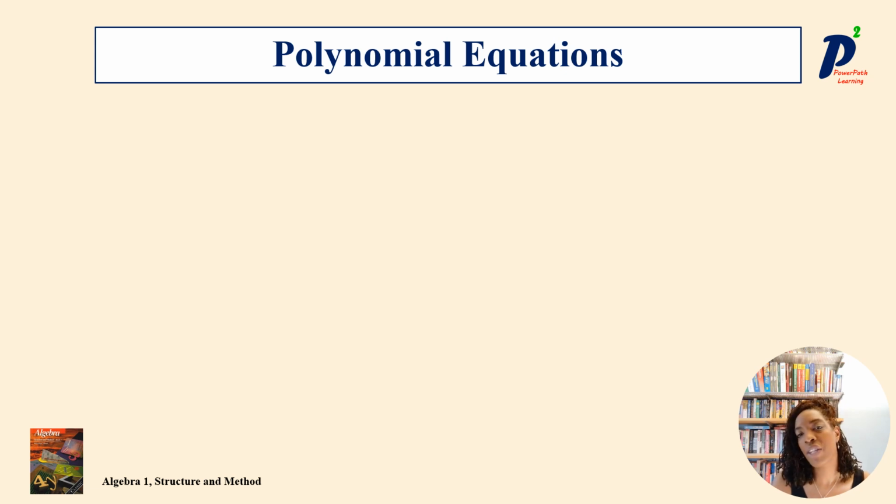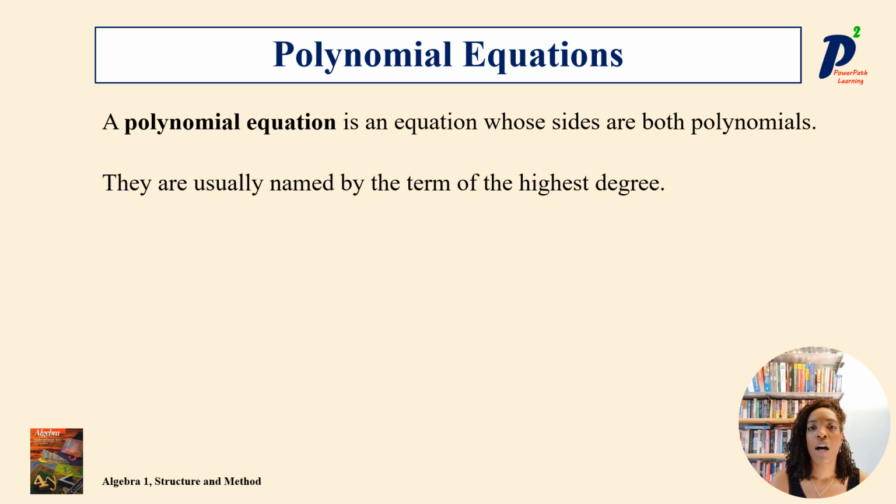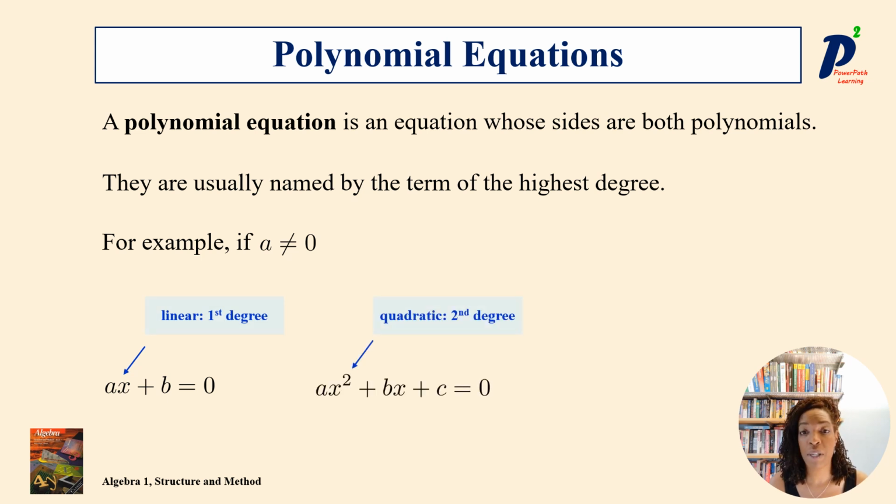So when both sides of an equation are polynomials, we call this a polynomial equation. Surprise, surprise. They're usually named by the term of the highest degree. So for example, when a is not equal to 0, and that's an important part, ax plus b is linear because it has a first degree. Ax squared plus bx plus c is quadratic, and we've been looking at a lot of those lately, so they should feel familiar. That has 2 degrees. And ax cubed plus bx squared plus cx plus d equals 0 is a cubic function because it has 3 degrees.